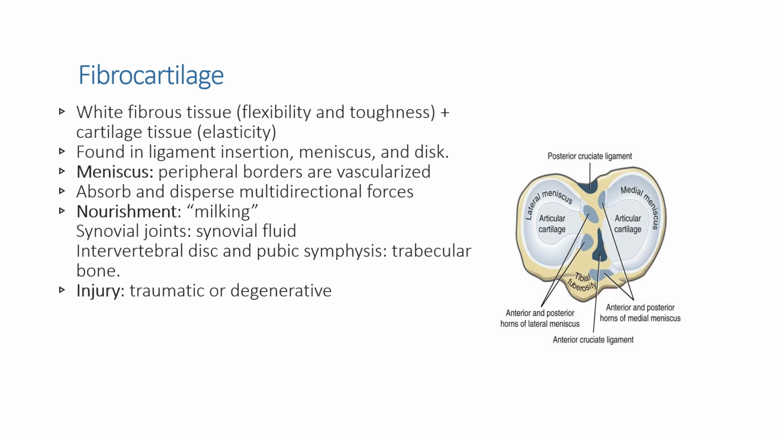Nourishment of the fibrocartilage is facilitated by movement, which helps in the milking of fluids to provide essential nutrients and maintain tissue health. Synovial joints are lubricated by synovial fluid, which helps reduce friction and wear on the fibrocartilage surfaces. In structures like the intervertebral disc and pubic symphysis, trabecular bone provides support and contributes to overall joint stability. Injuries to fibrocartilage can occur due to trauma or degenerative processes, leading to issues such as tears or degeneration.